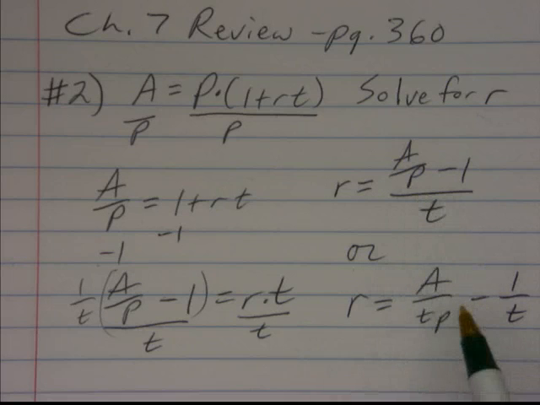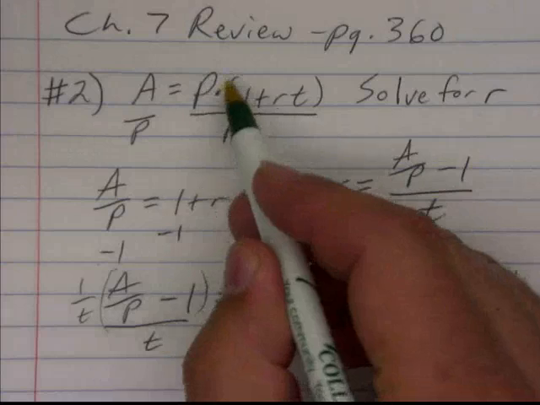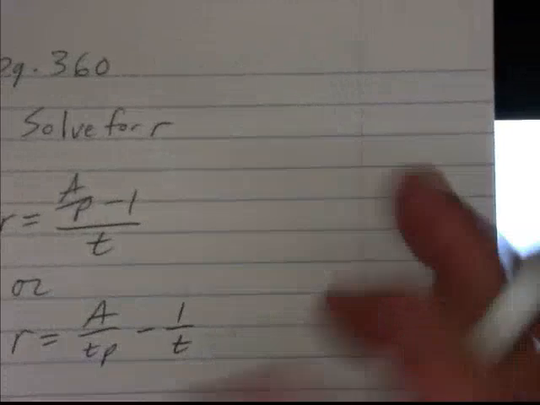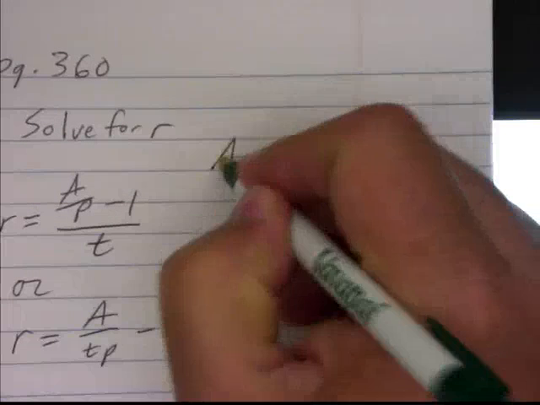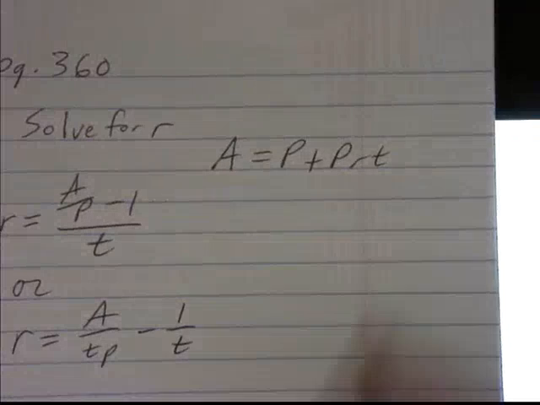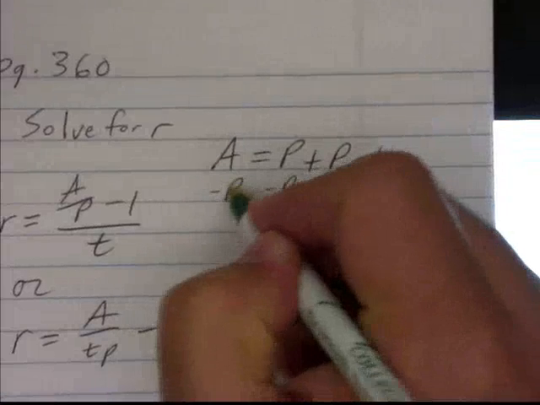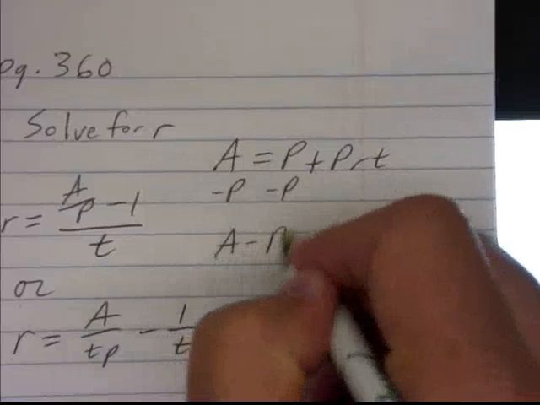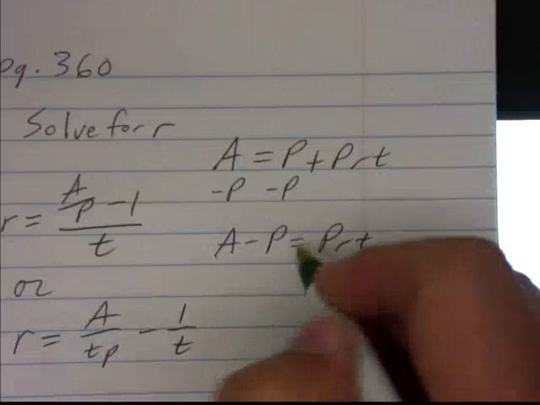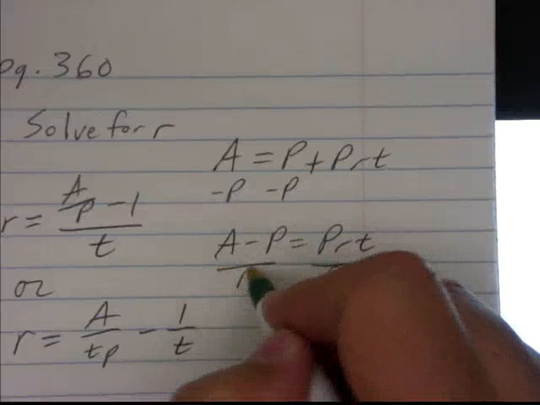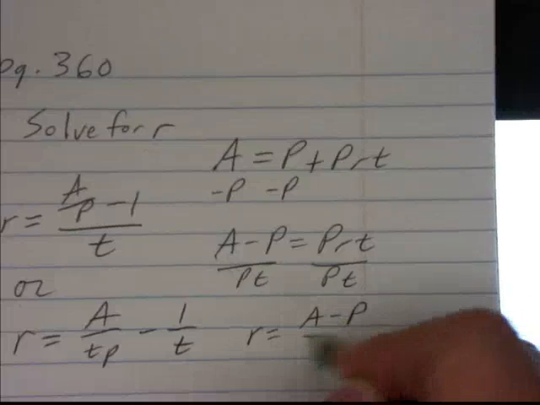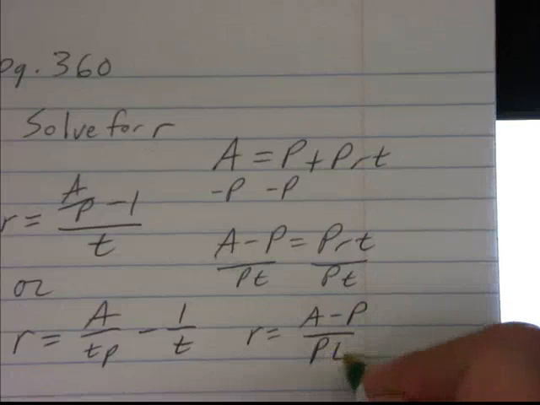But they're both okay. The other thing you could have done is you could have gone ahead and distributed the P first. So if we do that, we would get A equals P plus PRT. And in that case, we would subtract P from both sides. So we get A minus P equals PRT. Divide both sides by PT. And we would get R equals A minus P over PT.